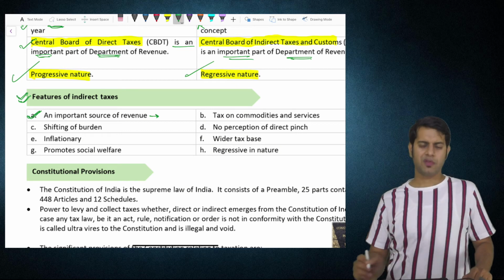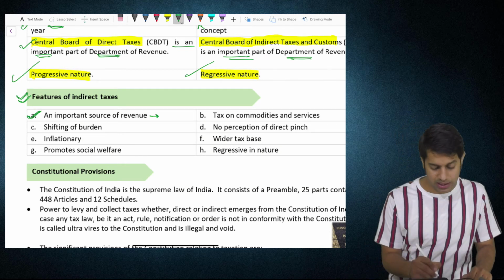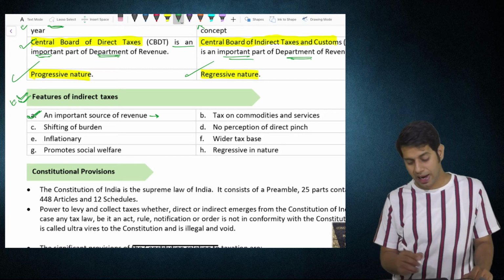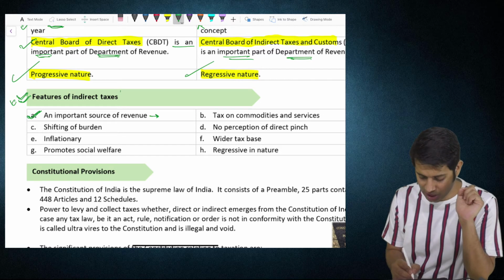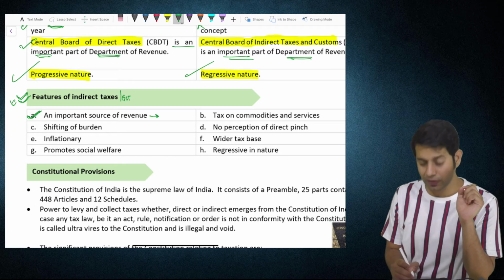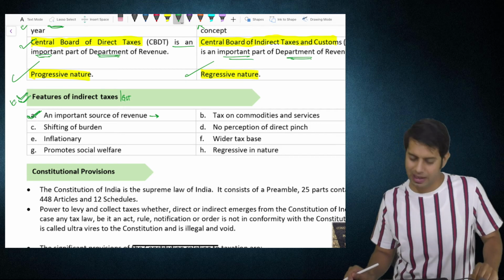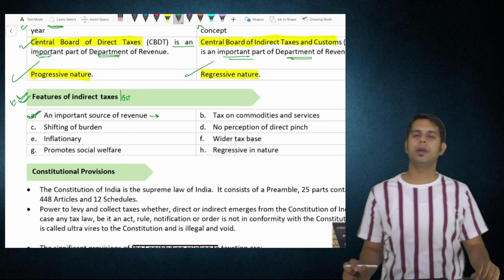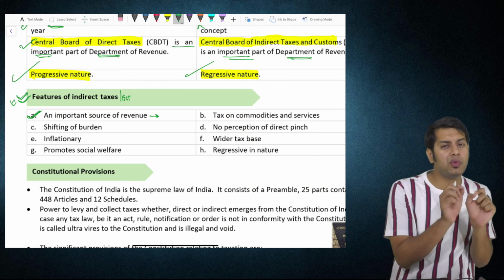So what are the features of indirect taxes? In the examination, can they ask this question, sir? Yes, they can ask this question. The question can be what are the features of indirect taxes, or they can ask you what are the features of GST. Why, sir? Because GST is also an indirect tax. So point number 1, indirect taxes are an important source of revenue to the government.